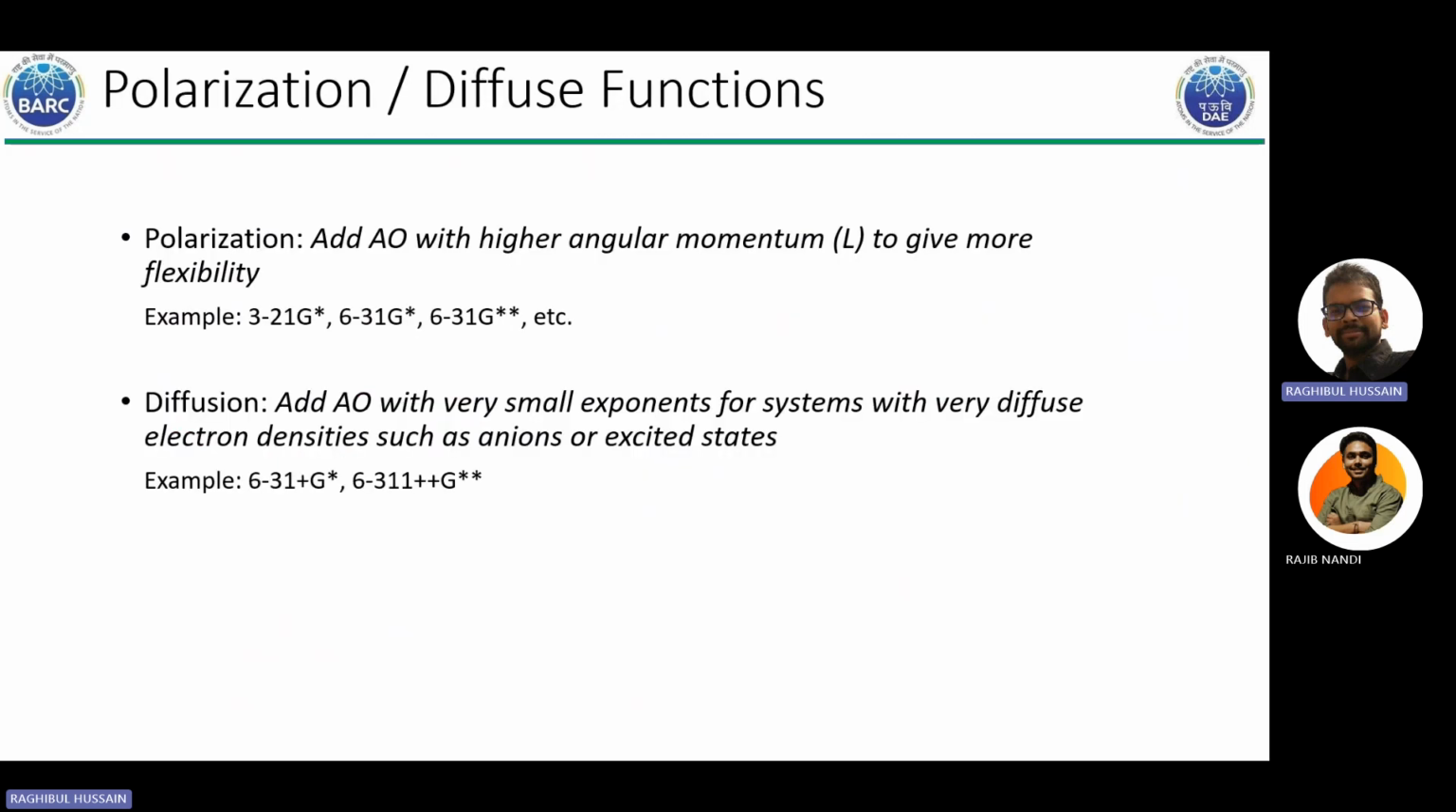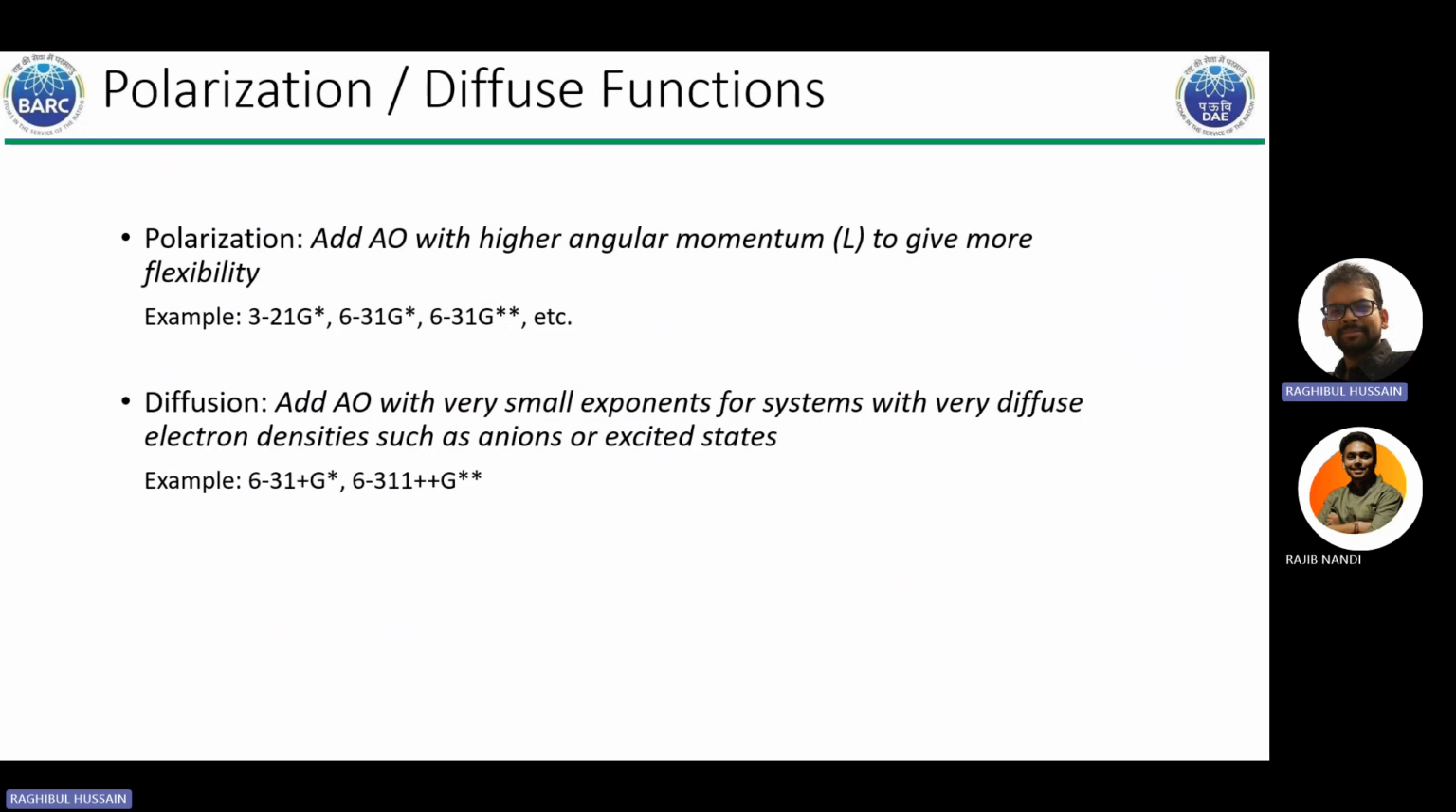Now you have to add some polarization. When you are dealing with a particular problem, you will know better than anyone else what you should choose for your function. If literature is available, you can take it. Otherwise, you can just give some diffuse function or some added function. If you have an anion or excited states, we add diffuse functions there. You don't have to add them by hand. The computer will do it for you.